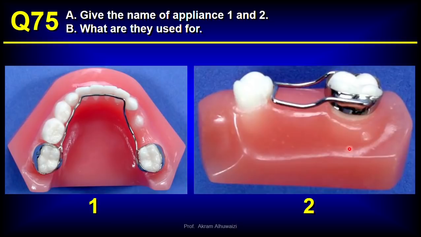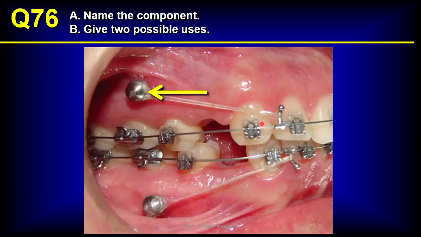Give the name of the appliance. 1, it's a lingual bar, and 2, it's a banded loop. What's their use? They're used as space maintainers. Name the component, and it's a temporary anchorage device or a mini screw, and give 2 possible uses for it. It could be intrusion of molars or retraction of incisors.